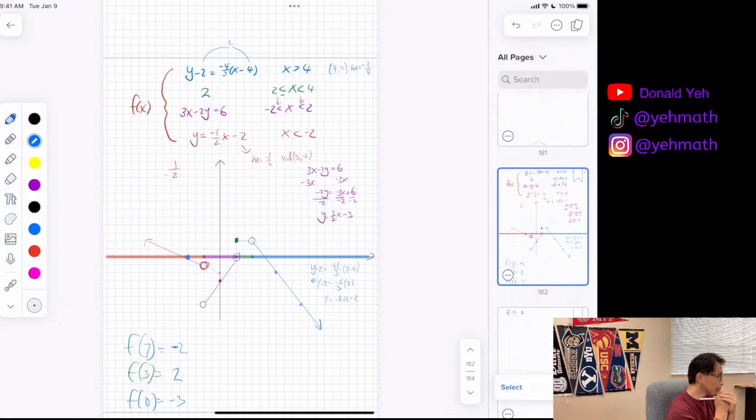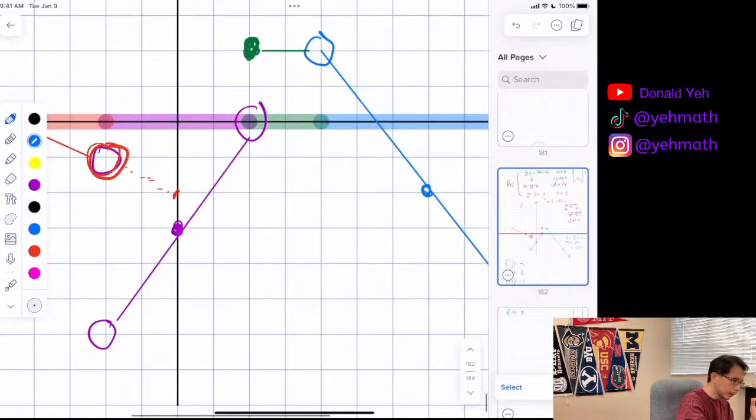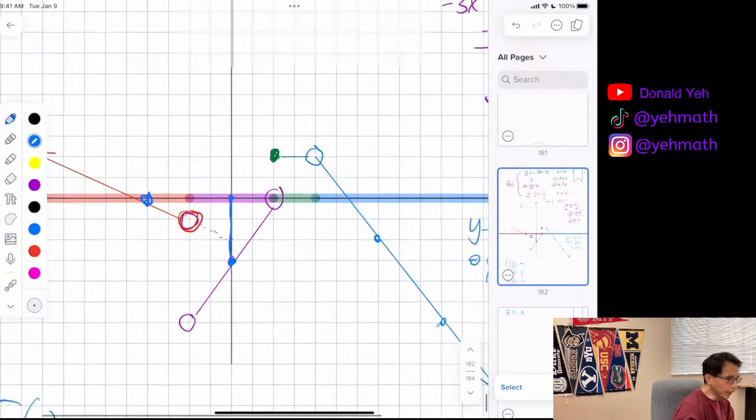I still have to think, but why was that considered -3? Because at 0, here is 0. The y value is -3. The output is -3. But with the pretense that your graph's right. Now, how do you make sure your graph's right?